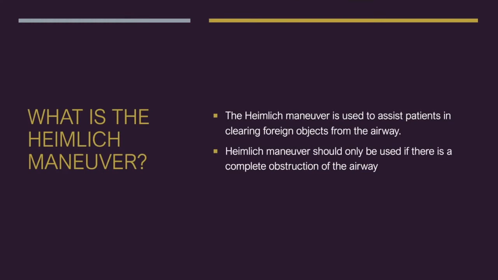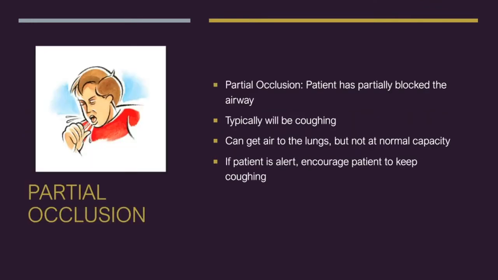The Heimlich maneuver should only be used if there is a complete obstruction of the airway. So what is the difference between a complete obstruction and a partial obstruction? Here I've got occlusion. A partial occlusion is when the patient has partially blocked the airway, either with food or vomit, fluids, whatever it may be. Typically, they're going to be alert and coughing in this situation. They can get air to the lungs, however, it's not going to be quite at their normal capacity.